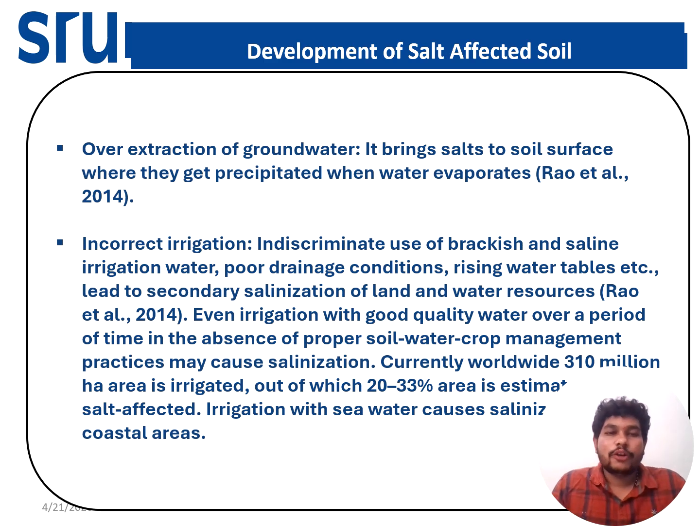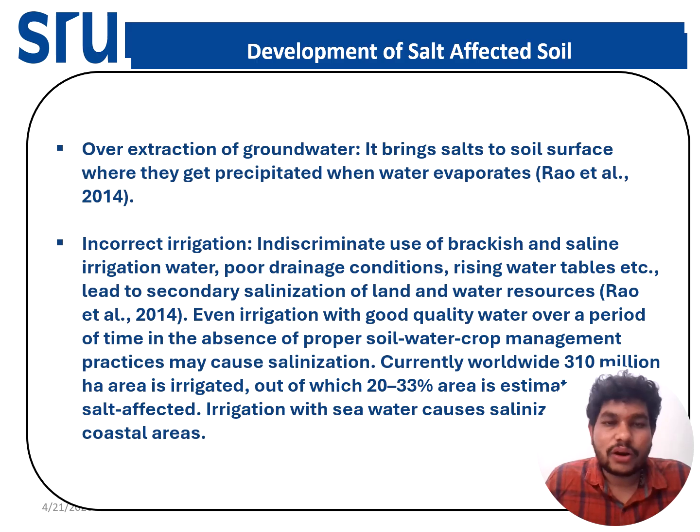Over exploitation of groundwater, which contains high salt, also causes soil salinization. So these come under the secondary salinization process. Then the incorrect irrigation methods. If you use groundwater of bad quality, meaning groundwater with high salt content, the salt content in the soil will increase, and the groundwater will also get more salt content.